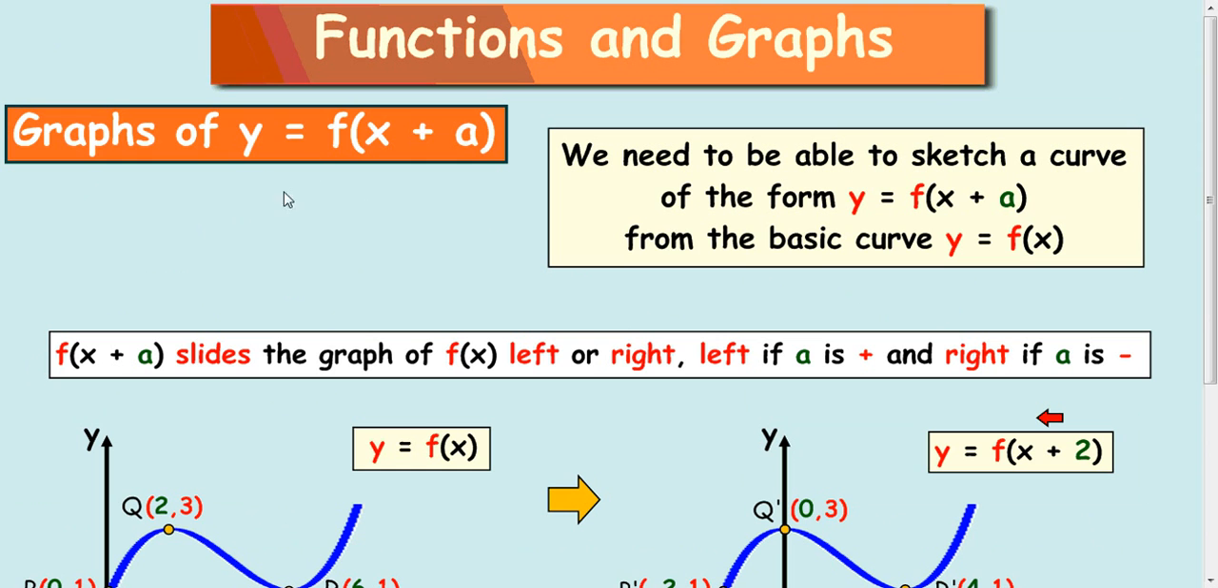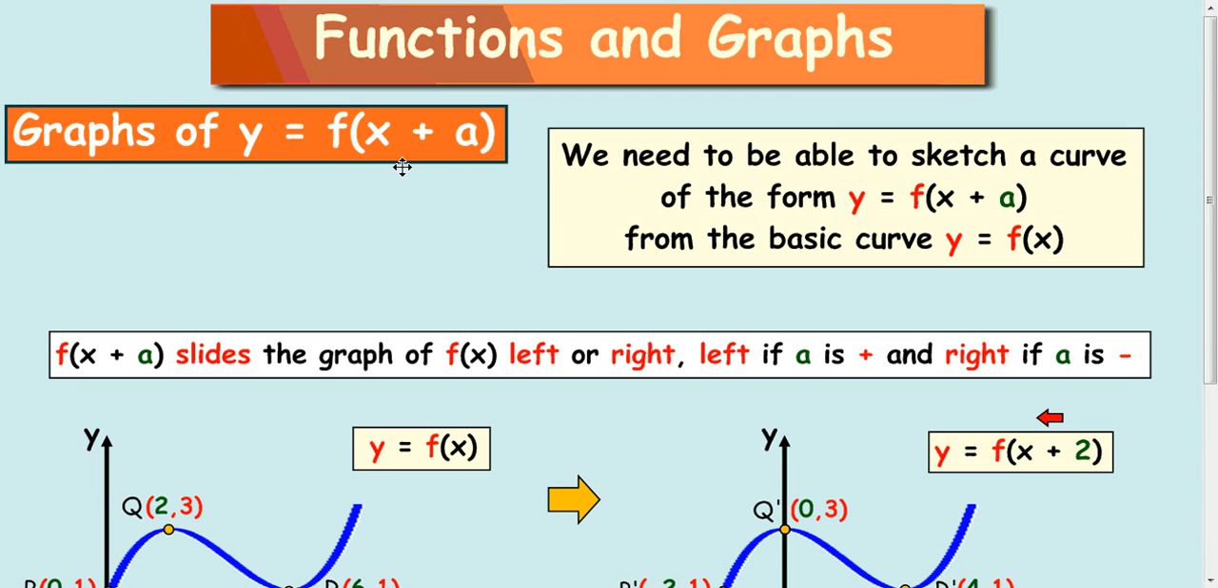The next transformation we're going to look at is y equals f bracket x plus a, or x take away a. Now this is very similar to the phase angle you learn in National 5 or Intermediate 2, where things like y equals sine x plus 30 move the graph backwards 30 degrees, and y equals cos x take away 20 moves the graph forwards 20 degrees. So we're shifting the graphs left and right in this case.